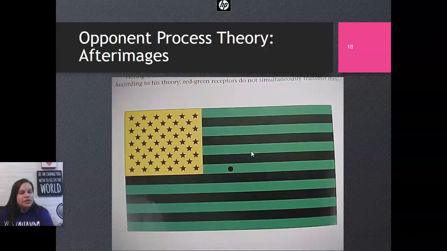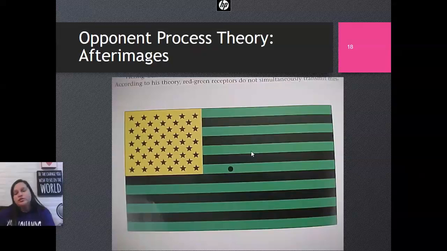What will happen is that you will have fatigued or worn out your rods and cones, and then it will show the opposite one. It basically says that each of your cones can show one of two colors, and when they wear out one, you see the other. We'll try it out in class.